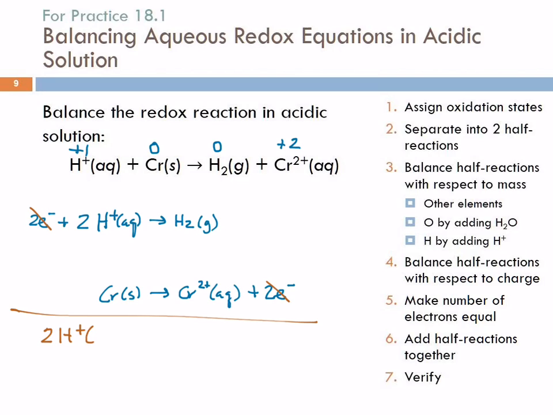2H+ aqueous plus chromium goes to H2 gas plus chromium ion. Any questions? That was also a pretty simple one.